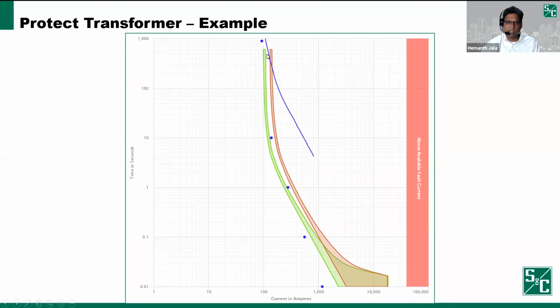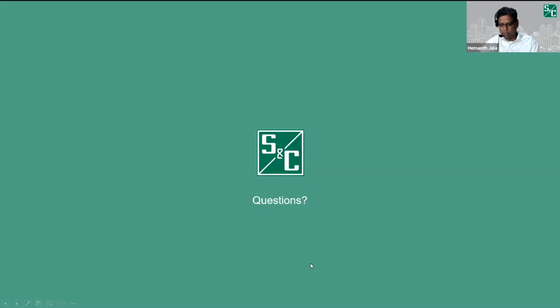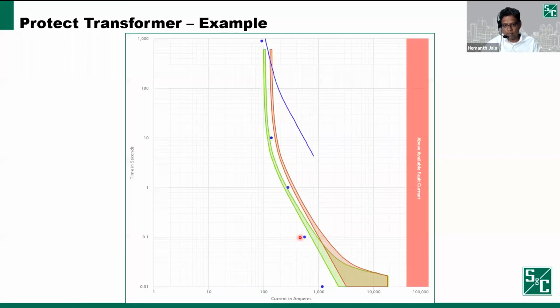So what I did was I selected a 50 amp fuse and a 65 amp fuse. Next, when you want to make sure that it does handle the inrush currents properly, you want to plot the inrush points, and these two are the magnetizing inrush points. So this is your 12 times 0.1 and 25 times 0.1.